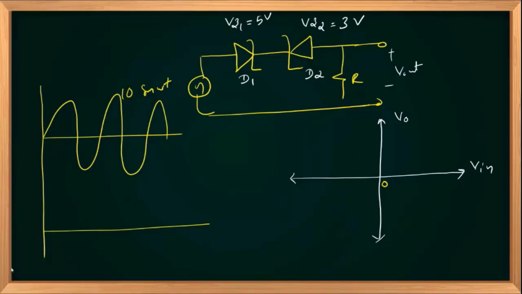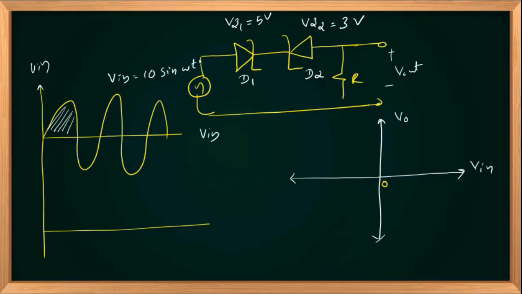Let us take a case with a positive input first. No problem if you are assigning negative input first, no change at all. But let us go for a positive input signal. I'm calling it the V in signal. V in is equal to 10 sine omega t.